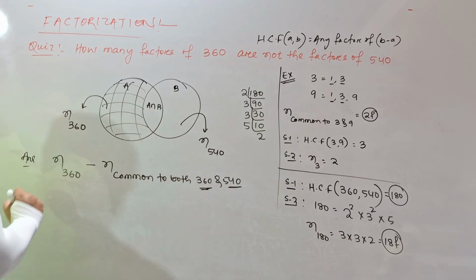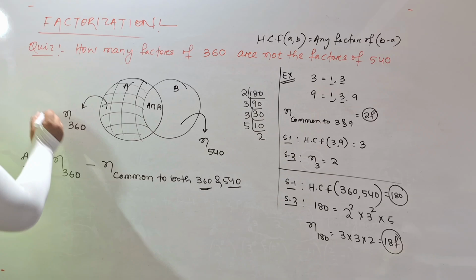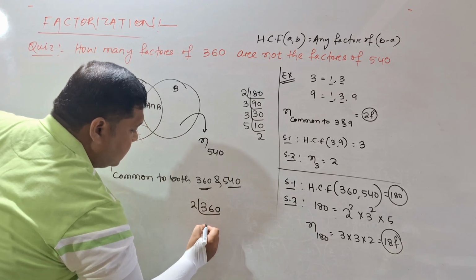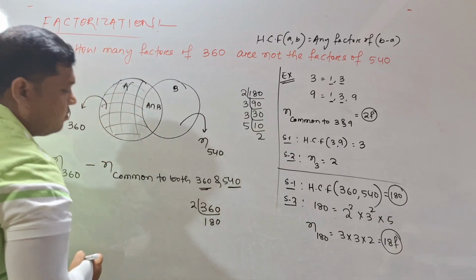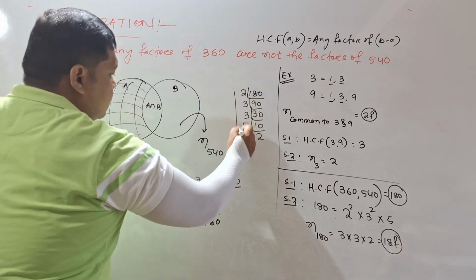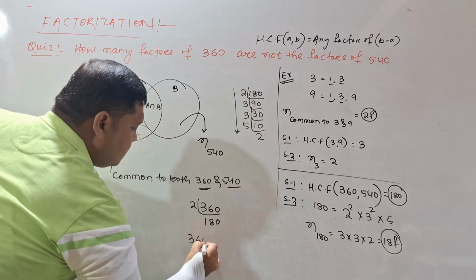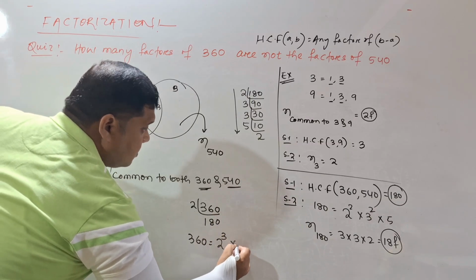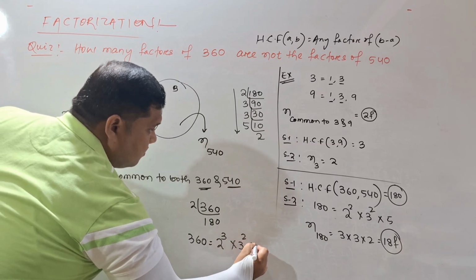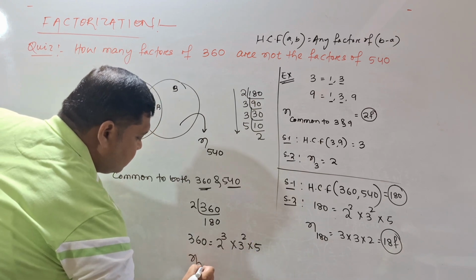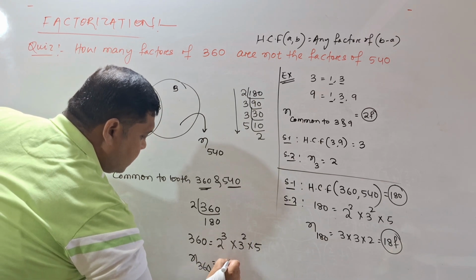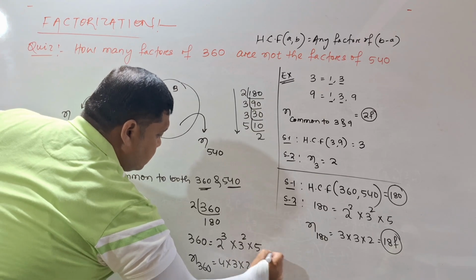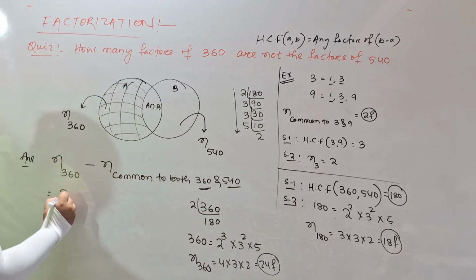And for 360, how many factors are there? For 360, first of all, do prime factorization. If I divide by 2, I will get 180, and 180 is already done. So 360 can be written as 2 cube into 3 square into 5. So how many factors are there for 360? This is 4 into 3 into 2, which is 12 into 2, 24. 24 factors are there for 360.